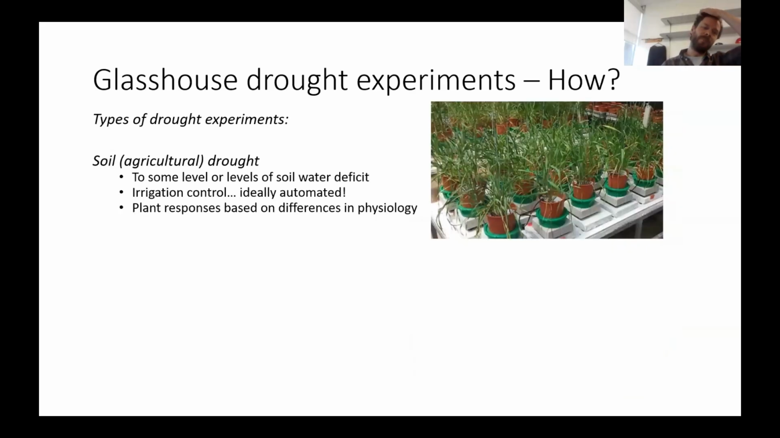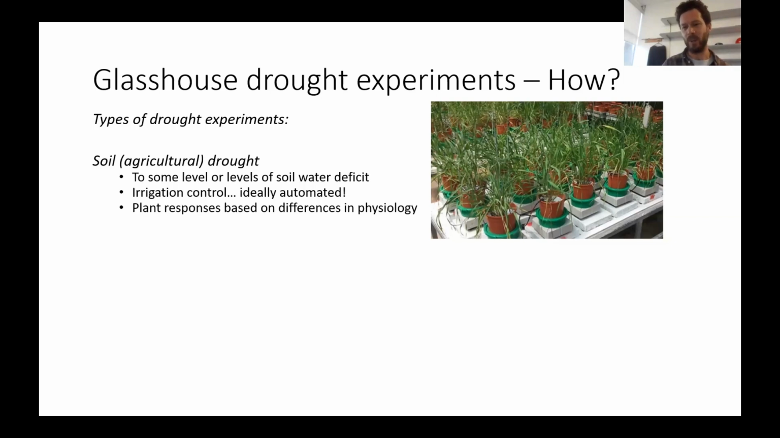So the types of drought experiments that you might run in a glasshouse include a soil drought experiment, and that's essentially where you're applying a treatment and controlling for the level of soil water deficit that the plants are exposed to. So in a way, you're controlling for the soil water content and letting the response of the plants inform how they rank in drought tolerance, or the type of response that you see. Controlled irrigation is ideal for this.